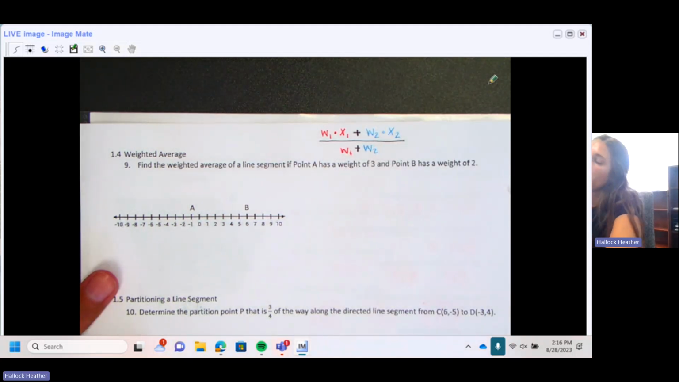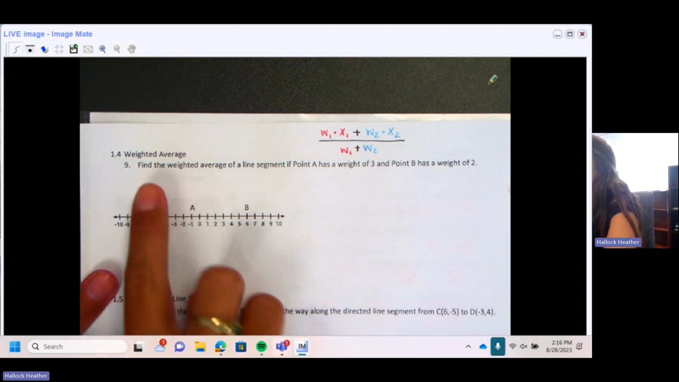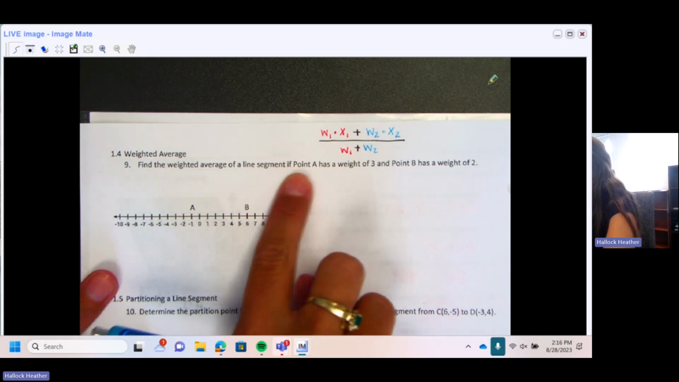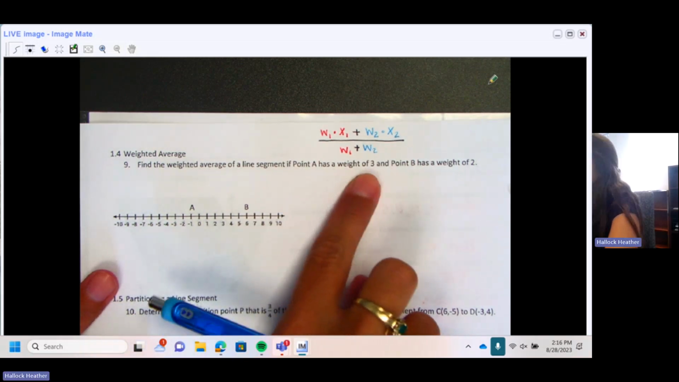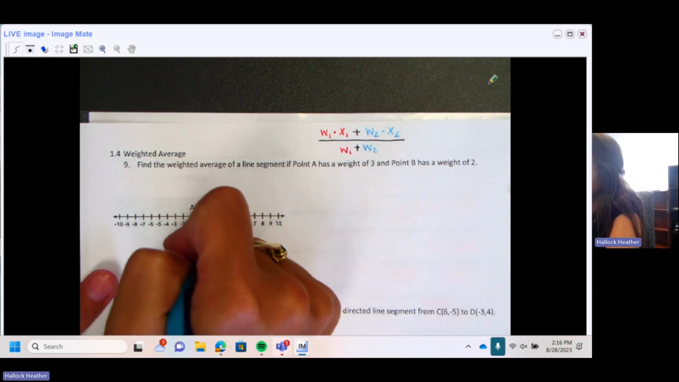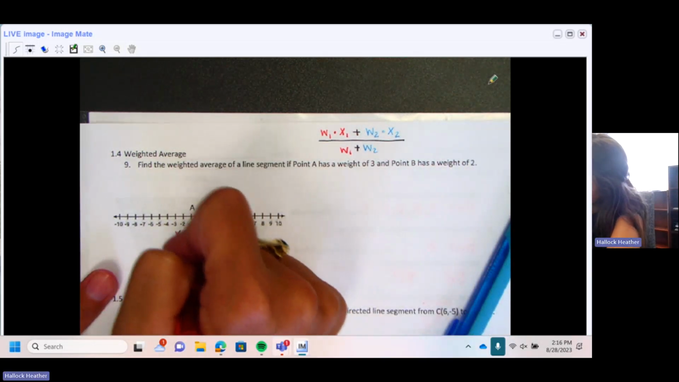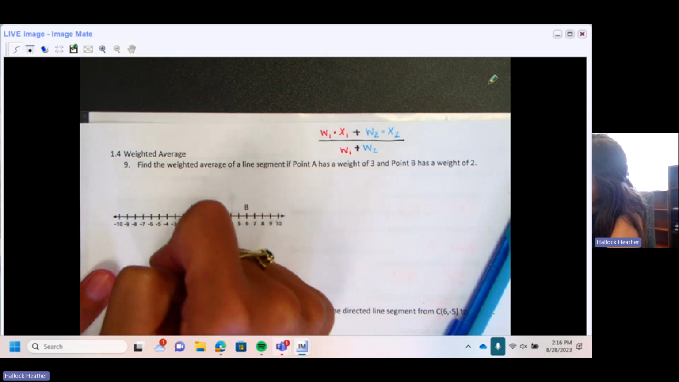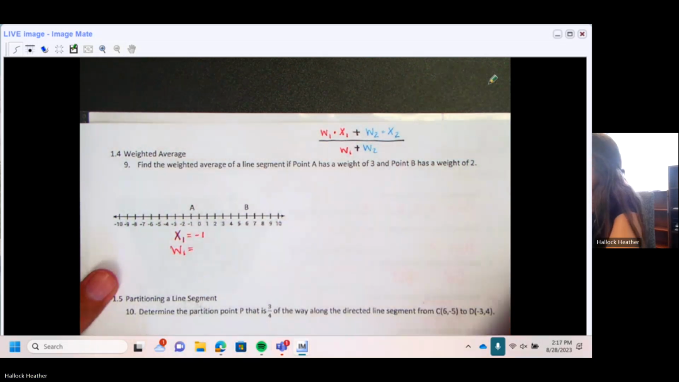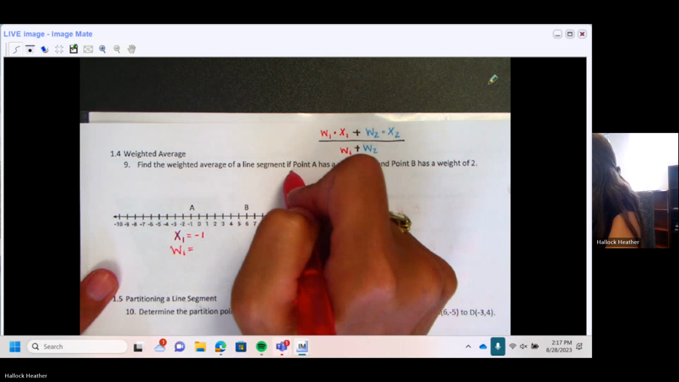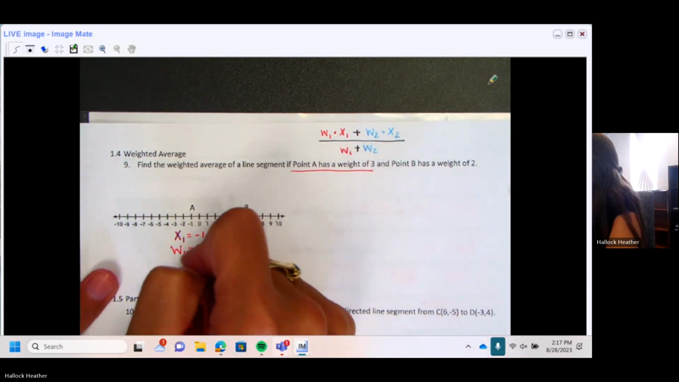Okay. So I'm going to label this. My first point says to find the weighted average of a line segment if point A has a weight of 3. So I know my first x value is at -1. The weight for the first point A is a weight of 3.